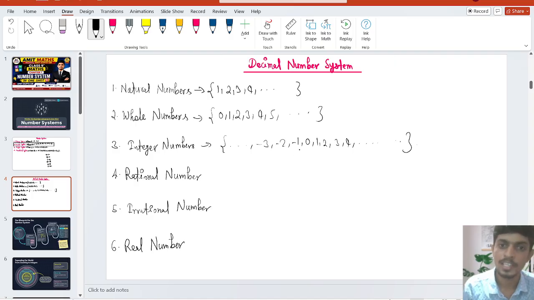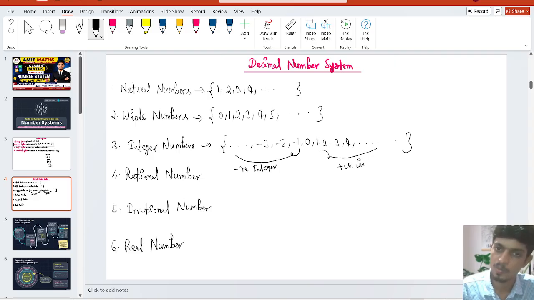Here the minus numbers are known as negative integers, and 1, 2, 3, 4 and so on are known as positive integers. This is a positive integer, this is a negative integer. What is 0? 0 is neither positive nor negative, it means neutral. This is a neutral integer.